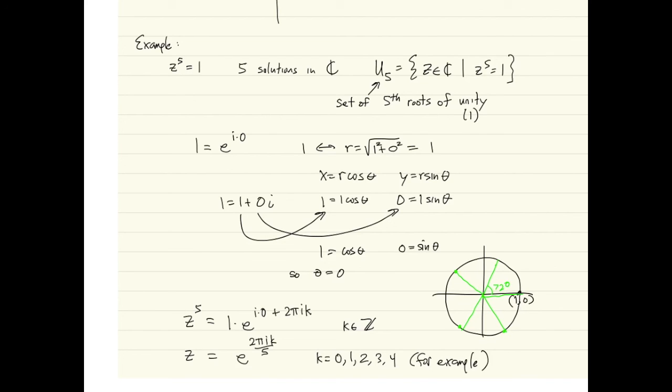And the interesting thing is that they're equally spaced on the unit circle. A similar story happens not just with the fifth roots of unity, but the nth roots of unity. For any n, they'll be equally spaced on the unit circle.